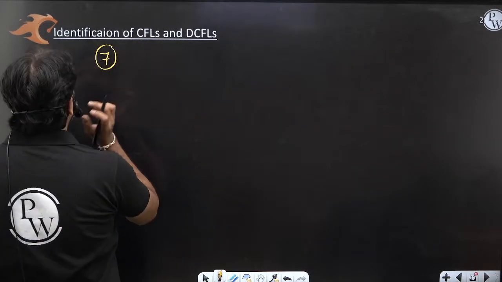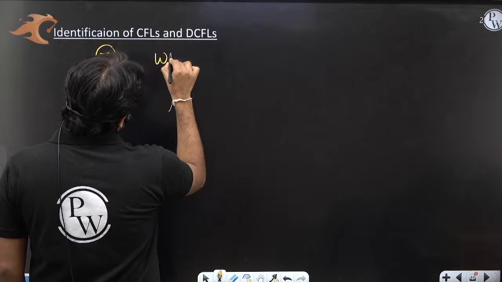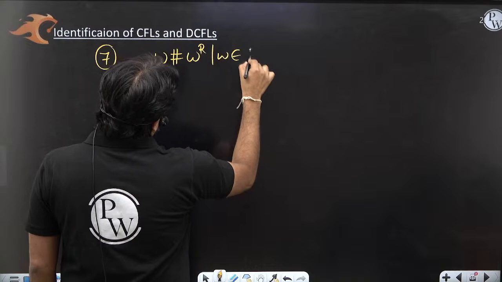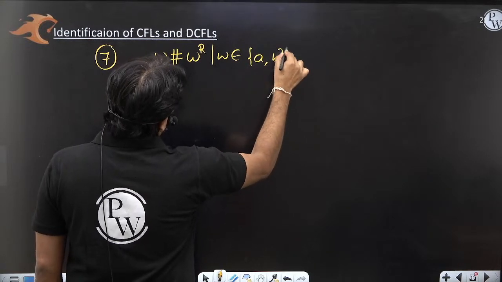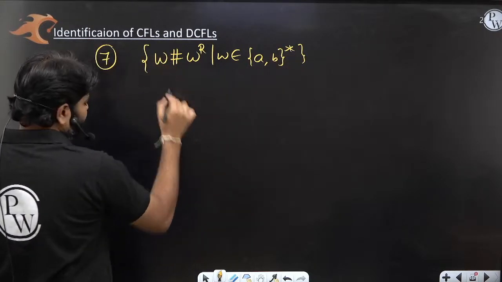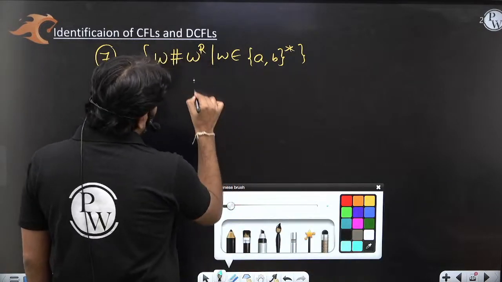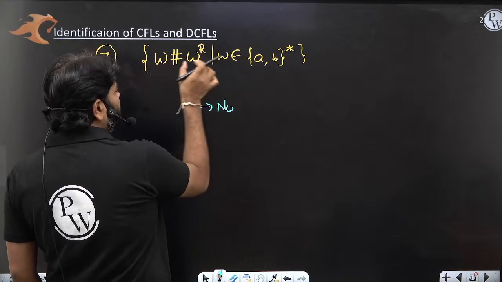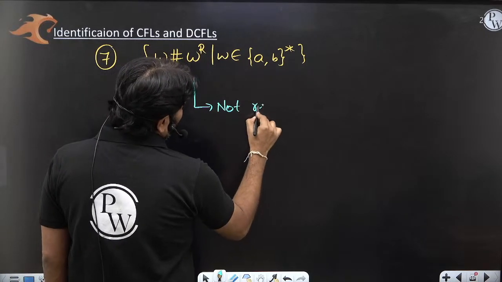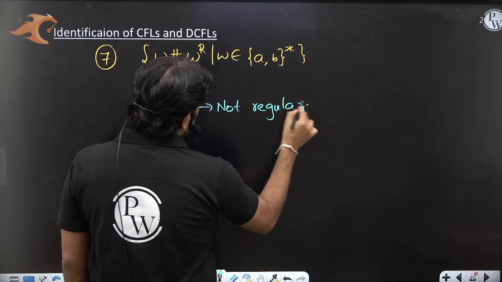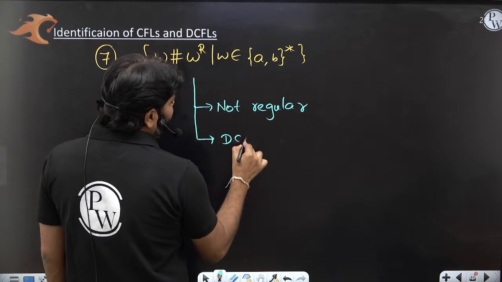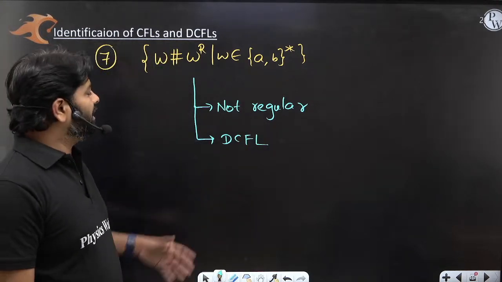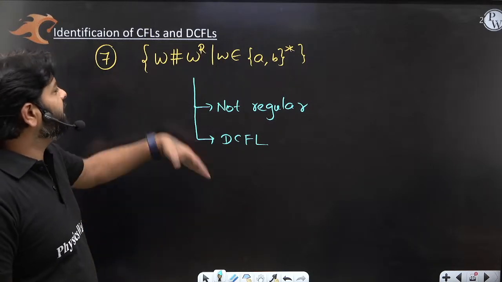Seven. In case you have W hash W power R, we have already studied this. What is this language? Is it regular? We know it is not regular because there is some kind of dependency between the two positions here. It is not regular, but it is DCFL. We have seen in the previous session a DPDA for this. So definitely a DCFL, hence it is a context free language.